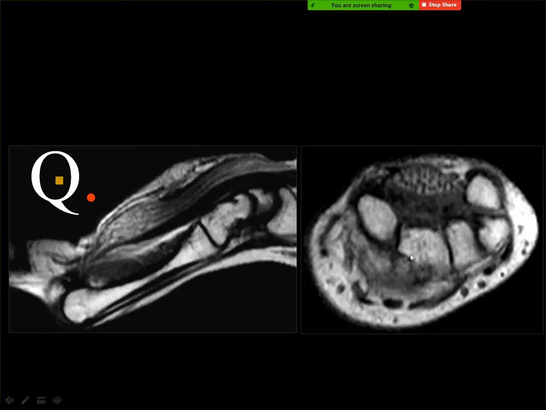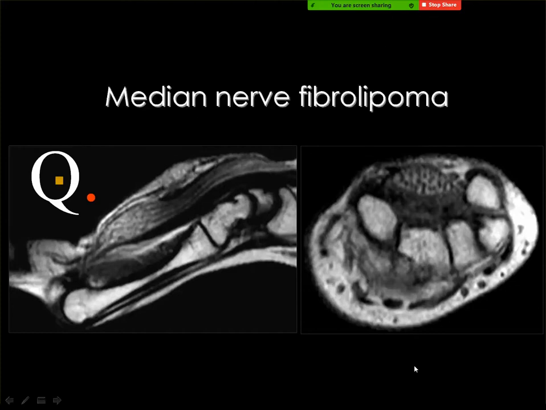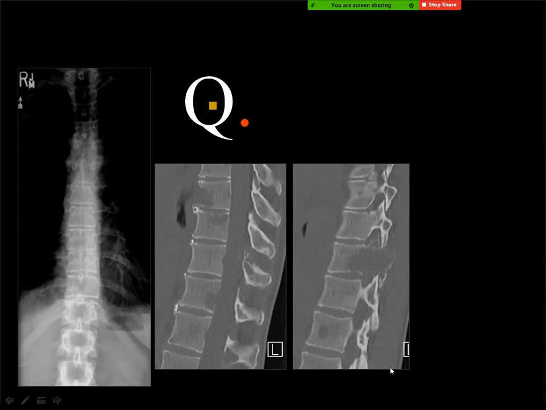This is the wrist joint, axial images. Fibrolipoma of the median nerve. Yes, it was the median nerve, hamartoma of the median nerve. The spaghetti sign is quite evident. And as I mentioned in the lecture, I thought that this is a very rare condition, but it's frequently seen in clinical practice.